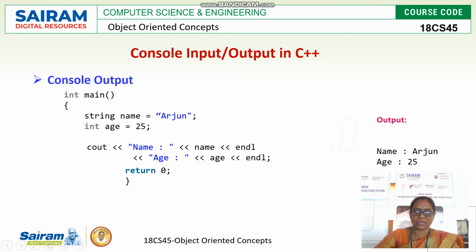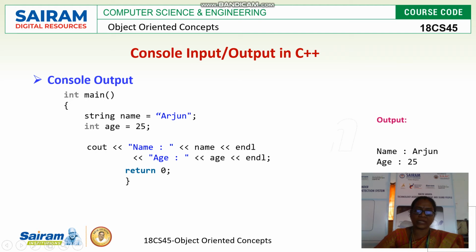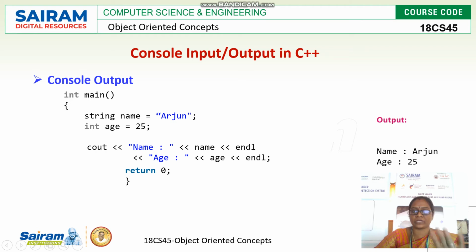I'll go with one more example of how names and other things will be displayed along with the output. Let us see this example program. Here void main or int main can also be used. Then string name is assigned the name Arjun, and integer variable age is assigned the value 25. Now we are going to display its values, Arjun and 25, along with their titles.